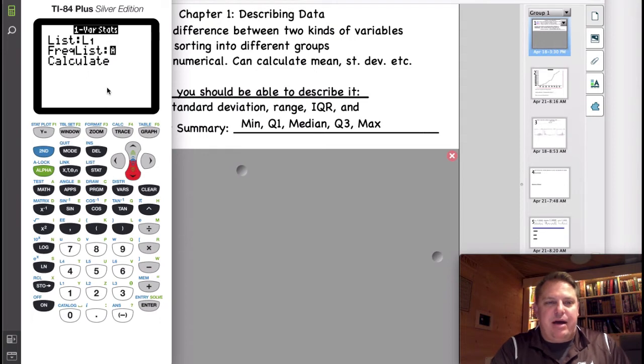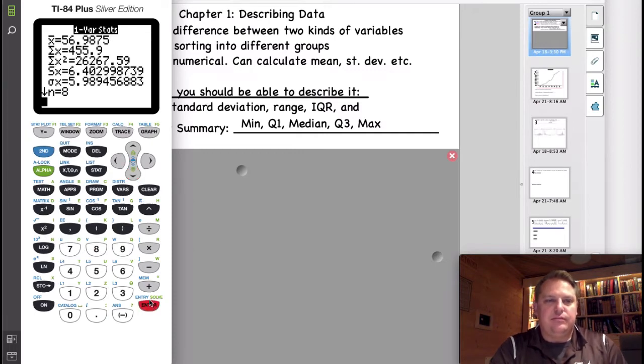If yours does not pop into this list, you're just going to do stat calc. It'll pop in 1var stats. Then you'll do second 1 so that it says 1var stats and then L1. But for me, I just need to go down to calculate.